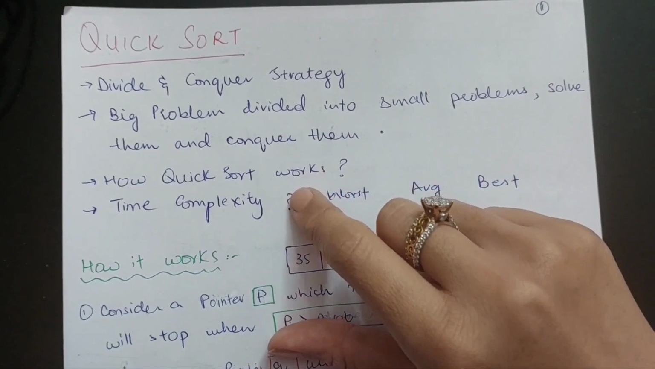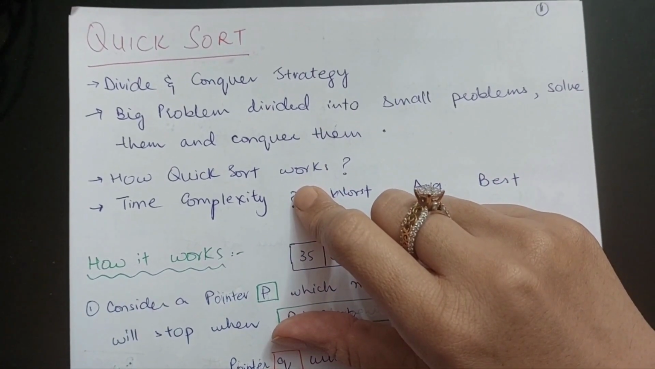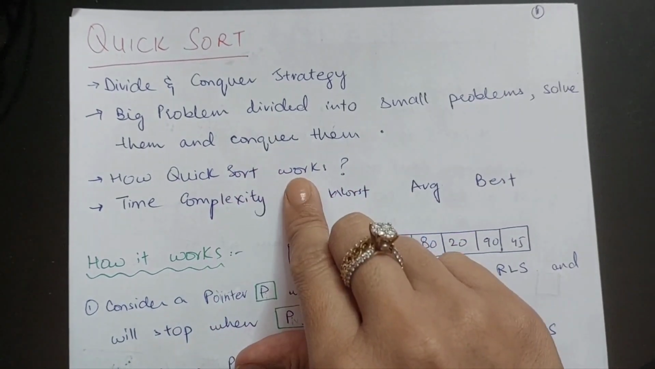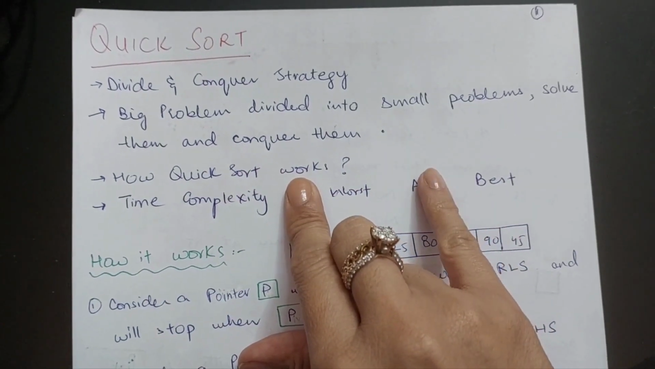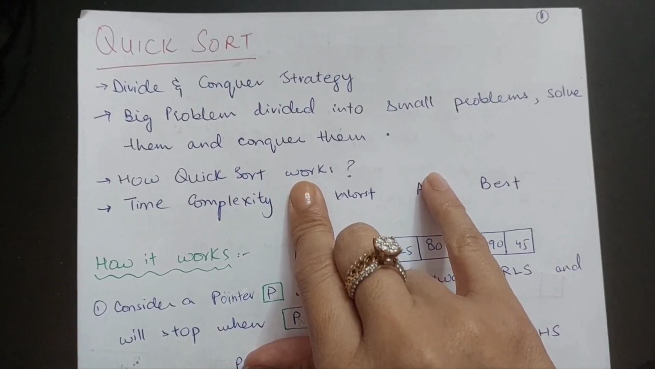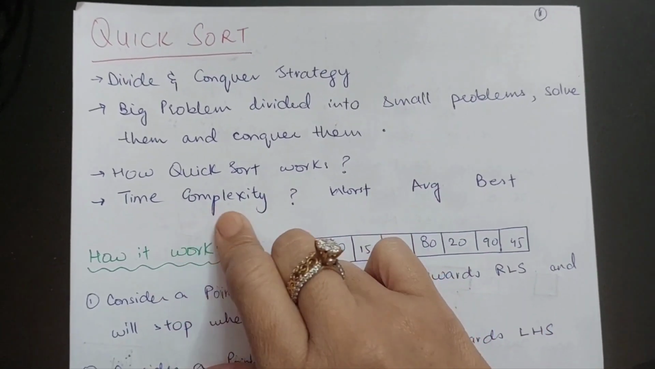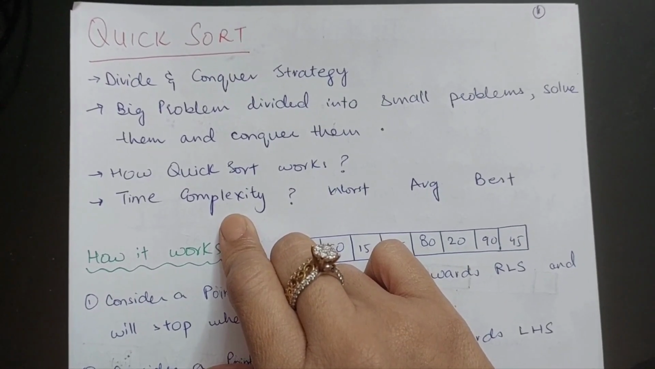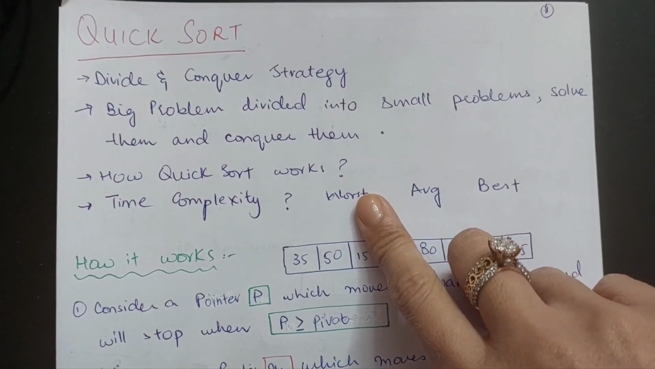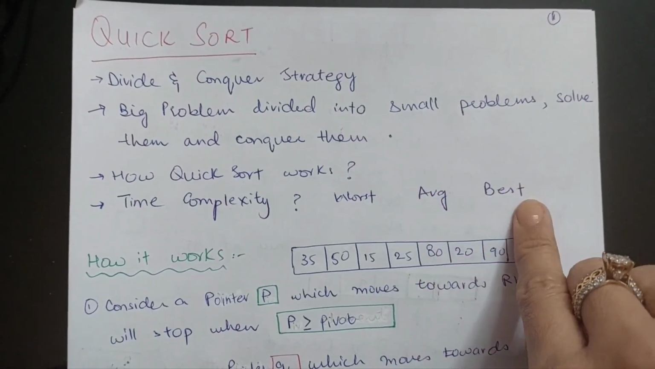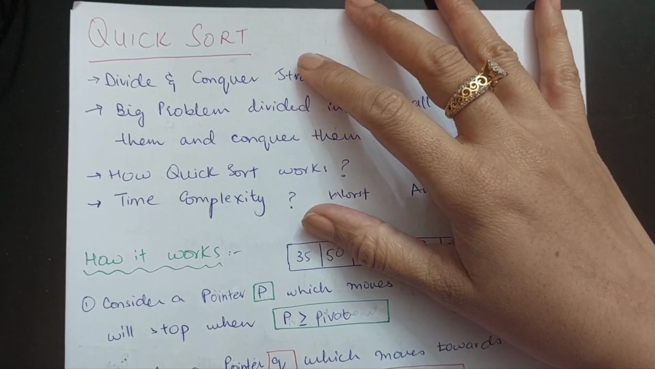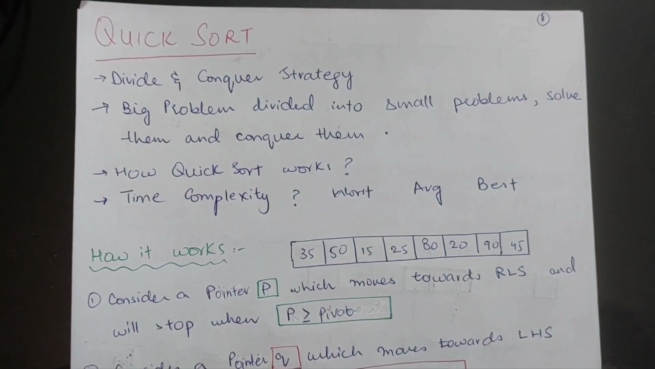So basically the questions that you can be asked in the exam can be how quicksort works. You might be given an array, and you might be asked how quicksort works. And you can also be asked in your exam what is the time complexity of quicksort. You might be asked for worst case, maybe for average case, or maybe for the best case. So depending on the type of question that you are given in the exam, you will have to attempt it.